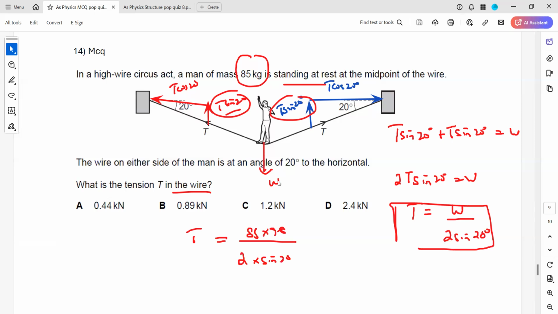Is it clear? Any doubt in this? Yeah, so when you simplify, C will be the right answer.